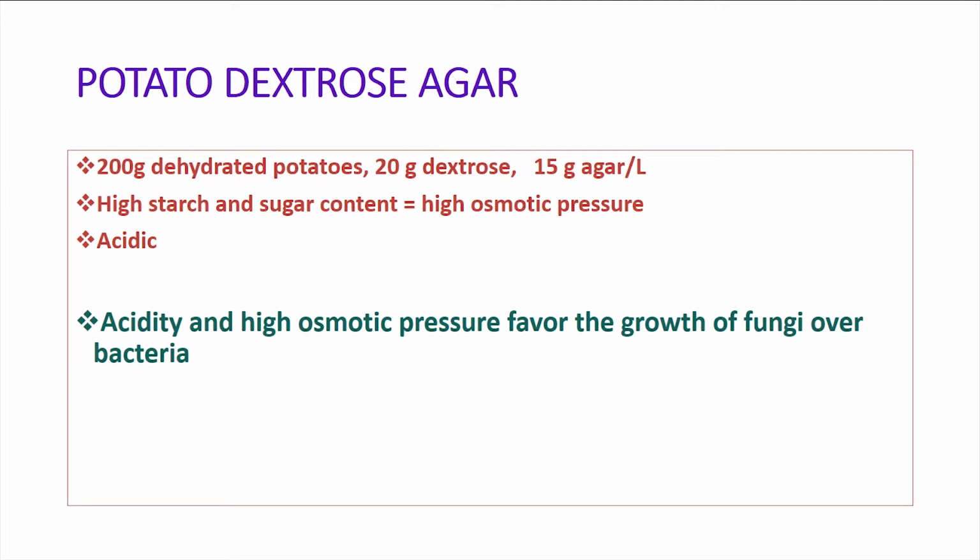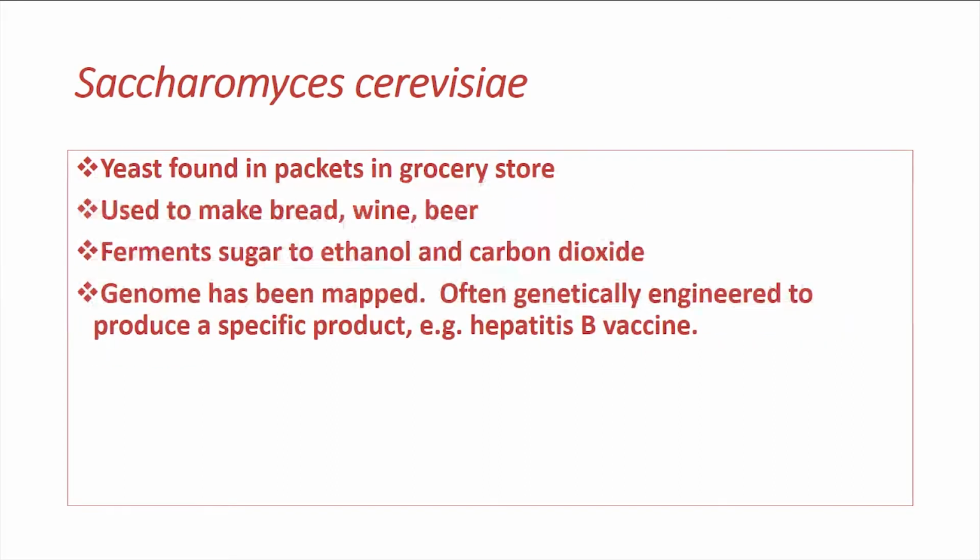If you grow it on a PDA plate, though, you basically assure yourself that you're only going to get fungi growing on that plate. First one is Saccharomyces cerevisiae. It's the yeast found in grocery stores. You could buy it in a little packet. It's used to make things like bread, wine, beer, all sorts of fermented things. It ferments sugars into ethanol and carbon dioxide.